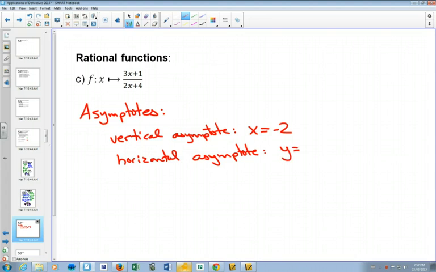Well, as x gets really big, the +1 and the +4 won't matter anymore. And you're really looking at 3x over 2x, which just simplifies to 3 over 2. So we have our asymptotes to start with. Now we can go to our derivative, see if there's any local mins or local maximums.